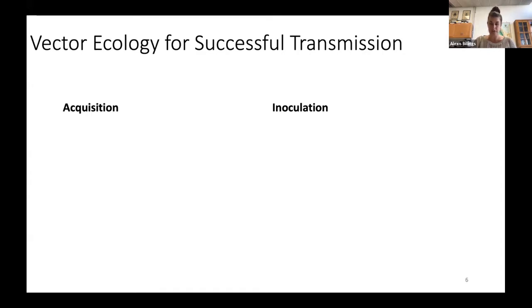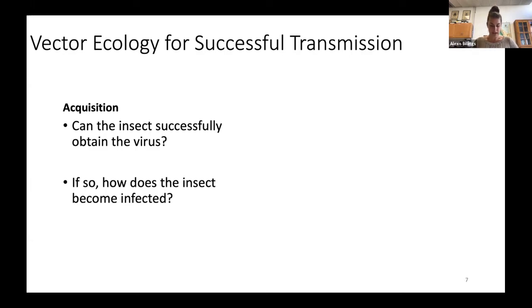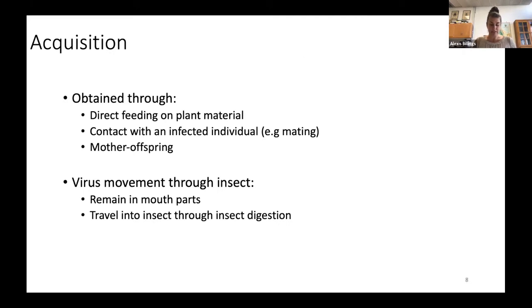So first is acquisition, which may seem pretty self-explanatory. In order for an insect to be a vector of a virus, it needs to be able to actually acquire or obtain that virus. This acquisition of the virus can happen from direct feeding on an infected plant, with contact with an infected individual, such as through mating or courtship, or passed from an infected mother to her offspring.